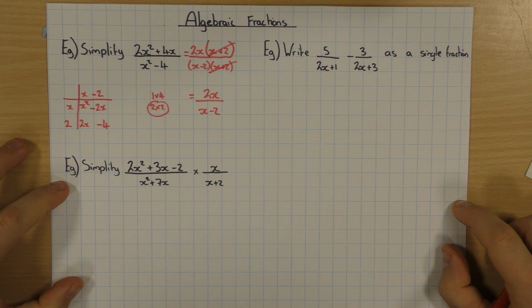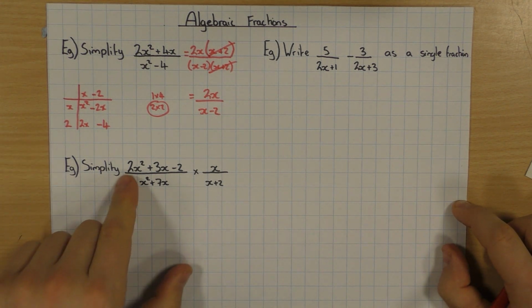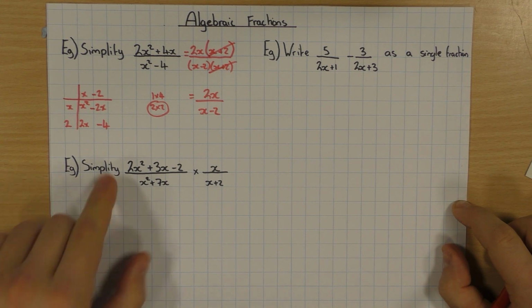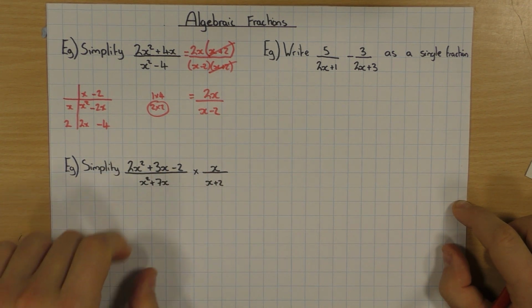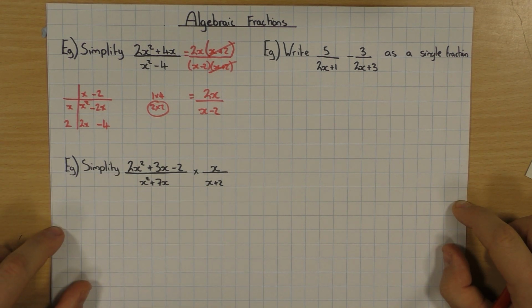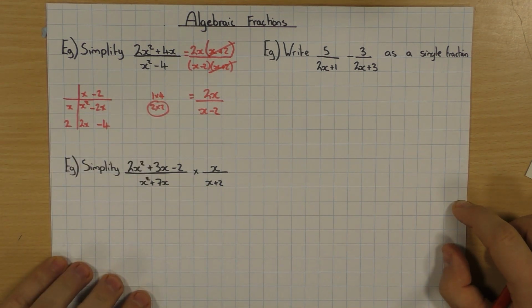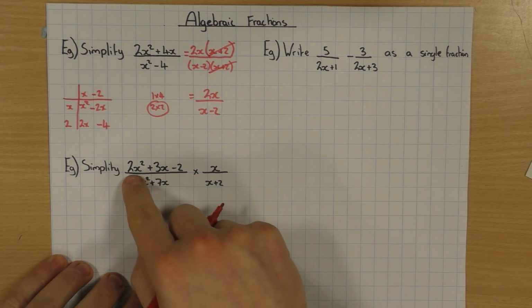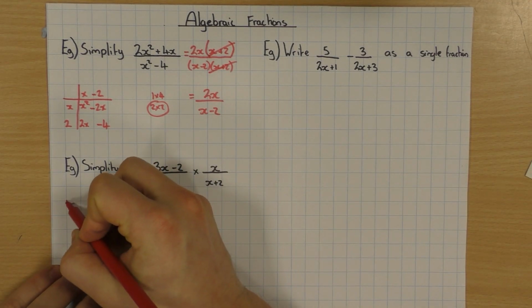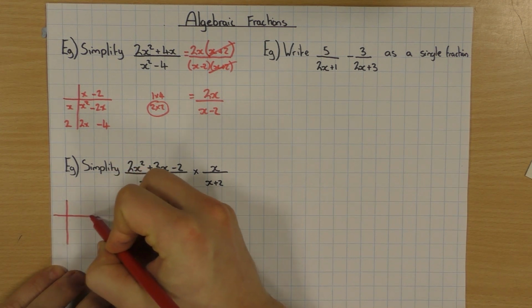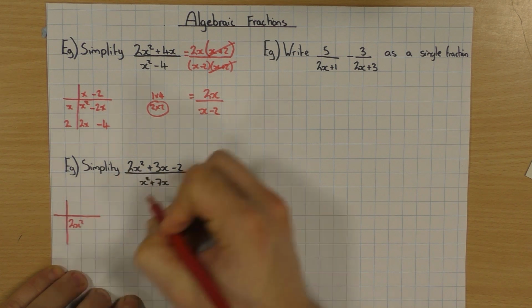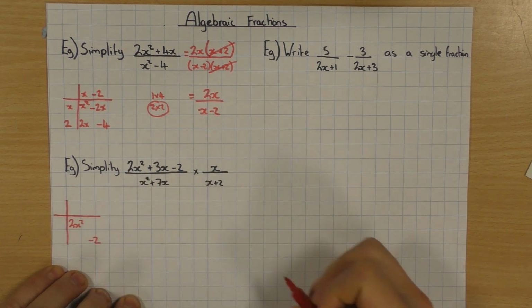So this time, well, it looks horrible, but I'm doing this times by this. So this fraction times by this fraction. I can times the top by the top and the bottom by the bottom. But before I do that, as with before, I'm going to factorize. So this one on top here, I'm going to factorize over here. A little bit of space. So my 2x squared will go there, and my minus 2 will go there.